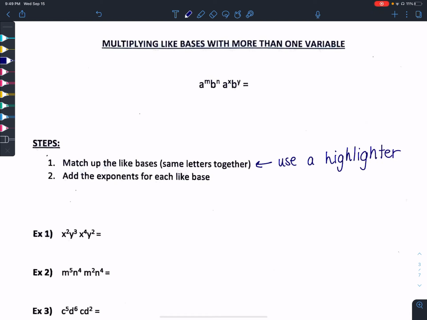That is, color coding is how I organize all of my work. I think it's just so much easier to see what I'm doing. So here I've highlighted my A's with my A's and my B's with my B's. So my A is going to become AM plus X, and my B is going to become BN plus Y.